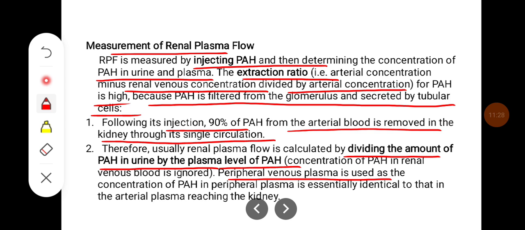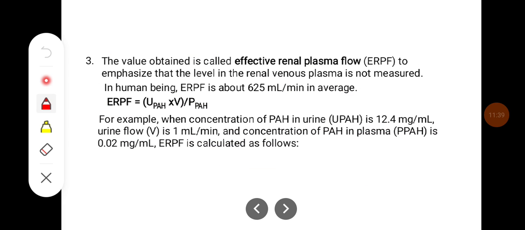Peripheral venous plasma is used, as the concentration of PAH in peripheral plasma is essentially identical to that of arterial plasma reaching the kidney. The value obtained is called the effective renal plasma flow. To emphasize that, the level in the renal venous plasma is not measured. In human beings, the ERPF is about 625 ml per minute on average.